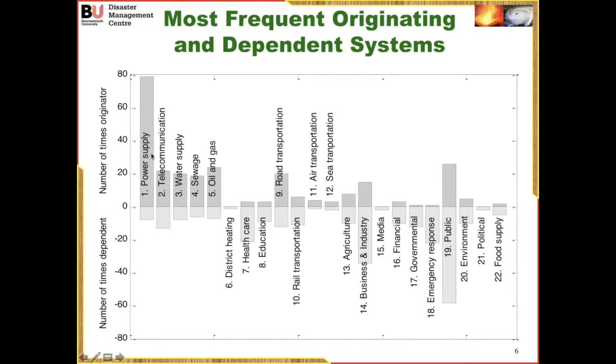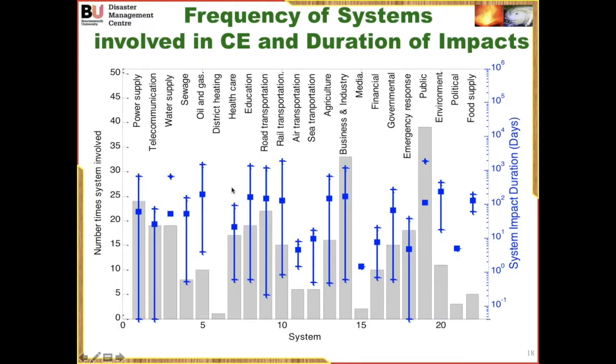And then you can look at the other systems and the number of times they're affected. The next one is the frequency of systems involved in cascading effects and the duration of the impact. The question this slide seeks to answer is, how often are the systems involved and what is the duration of the impact on the systems? You see that the gray bars show the number of times each system has been represented in the analysis of the events, and the blue lines illustrate the system impact duration.